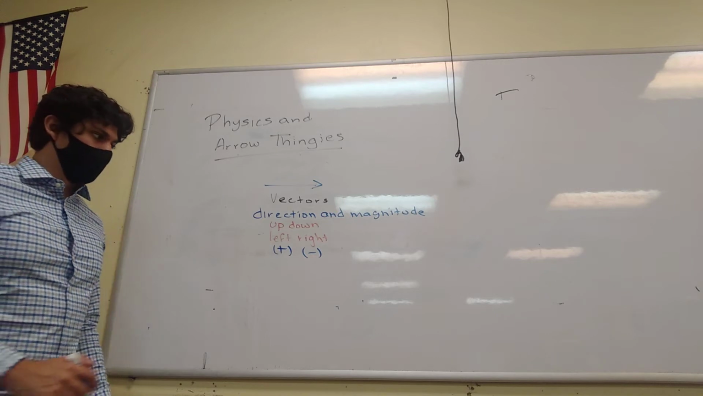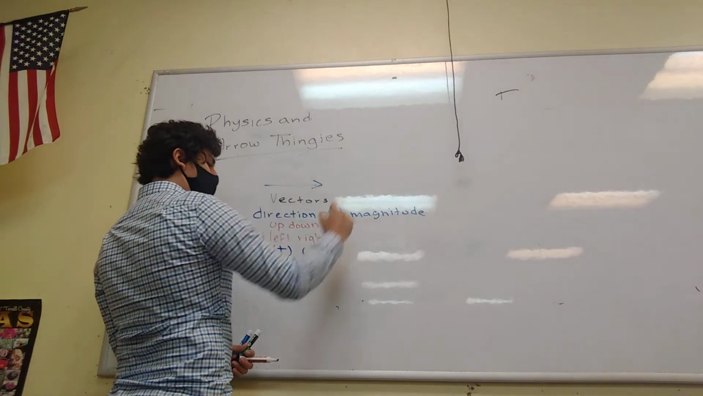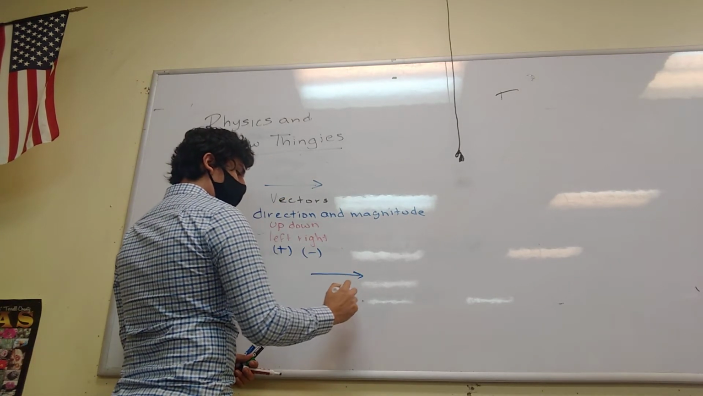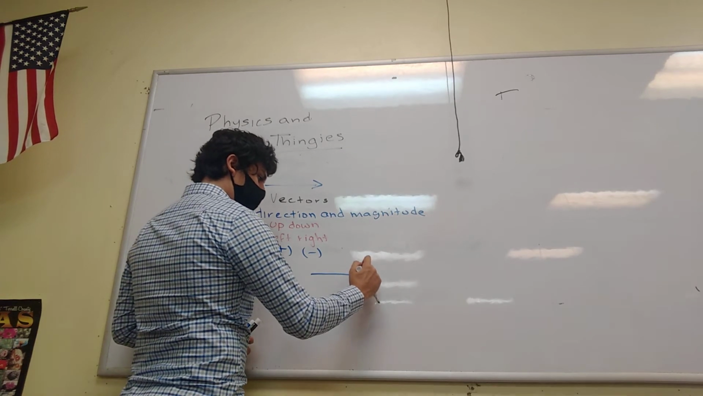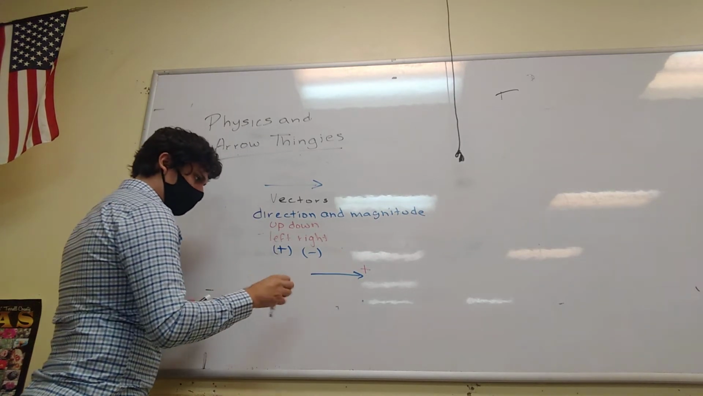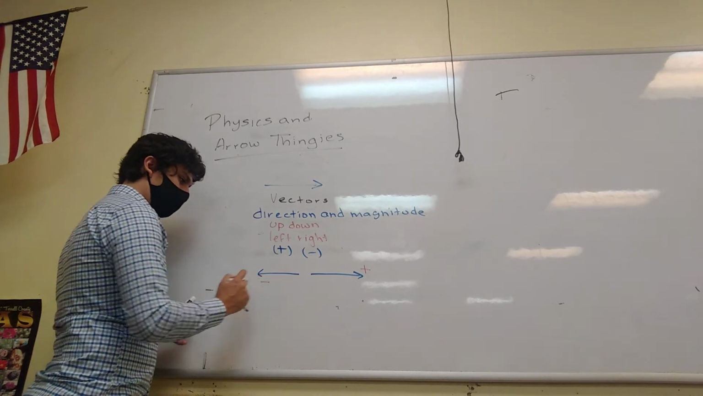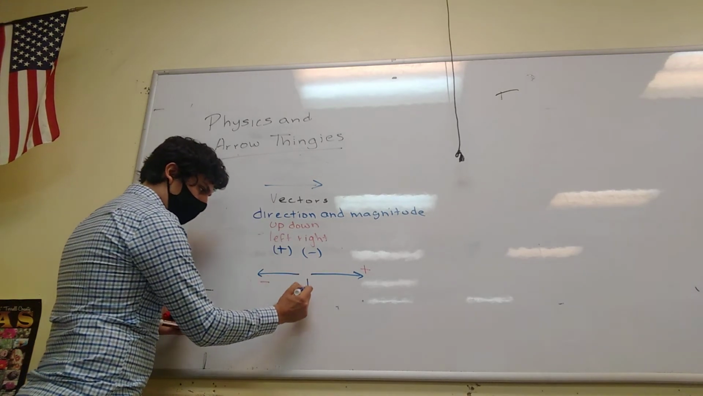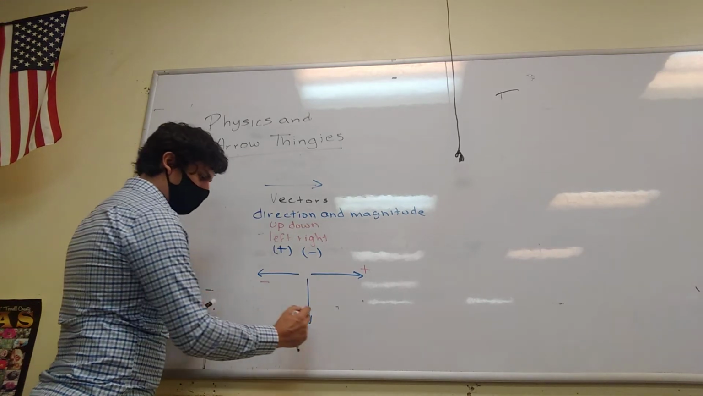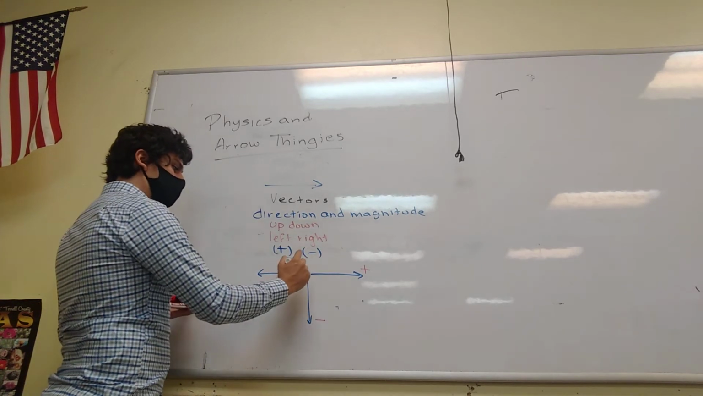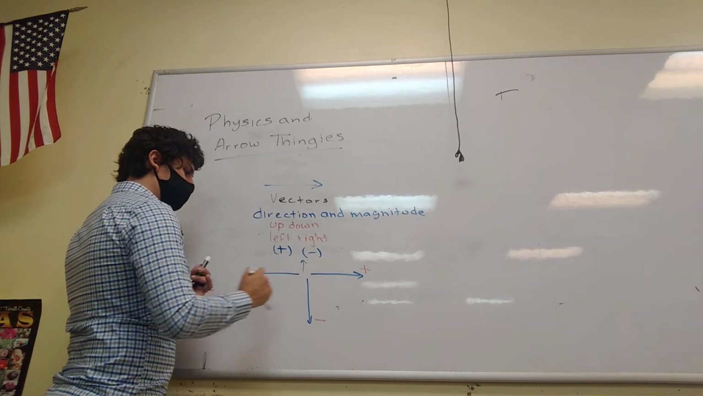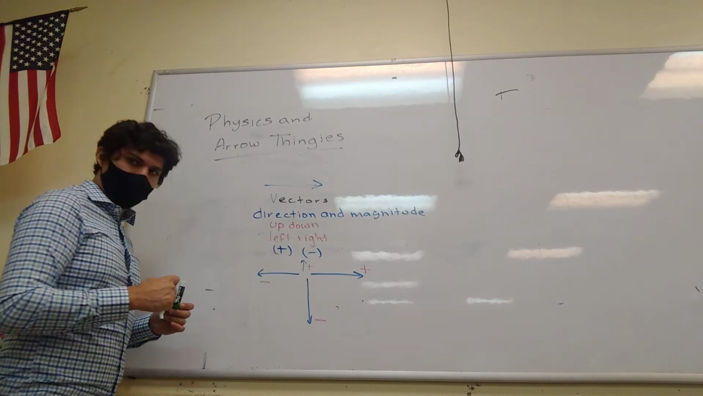And so if an arrow is going to the right, usually we like to say that the arrow is positive. If an arrow is going to the left, we like to say that the arrow is negative. If an arrow is going down, we like to say that it is negative. And if an arrow is going up, we like to say that it is positive.